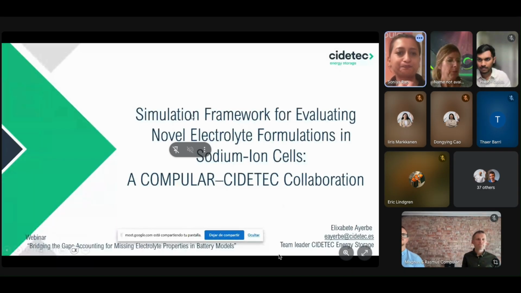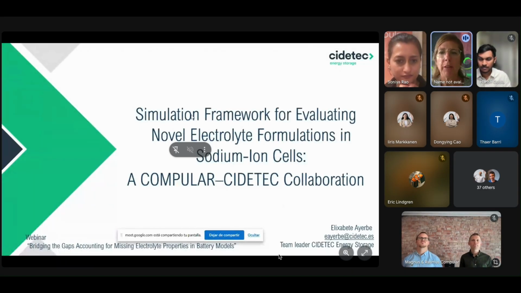Yes, we can. Okay, so first of all, thank you very much for the invitation. It's a pleasure to be here and explain the work that we have done together with Compular on sodium-ion technology, in particular using this weak coupling approach, where molecular dynamics has been used for estimating transport properties of the electrolyte, and this information has been embedded into the cell modeling, and where we were able to capture the influence on these specific properties.